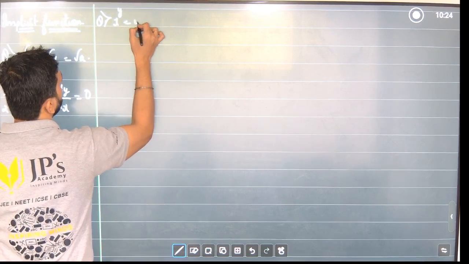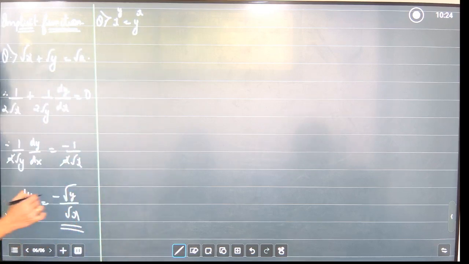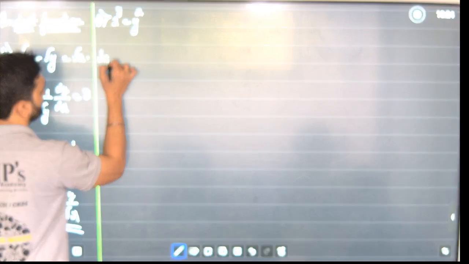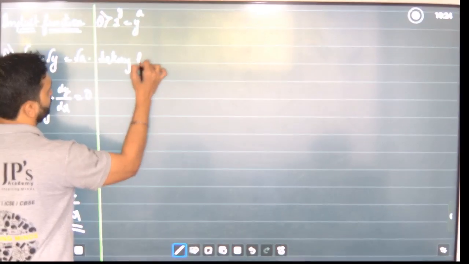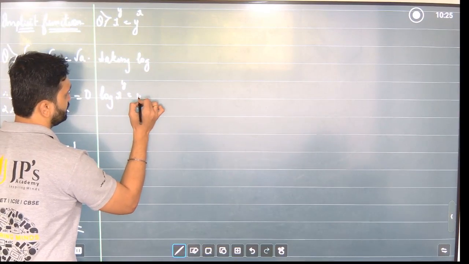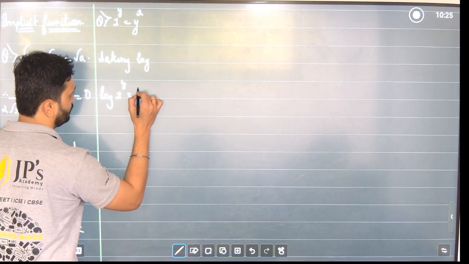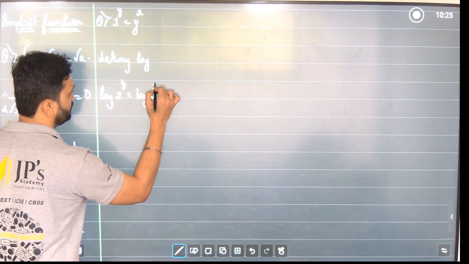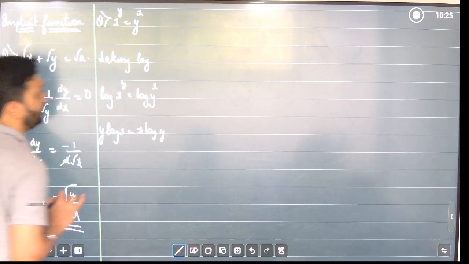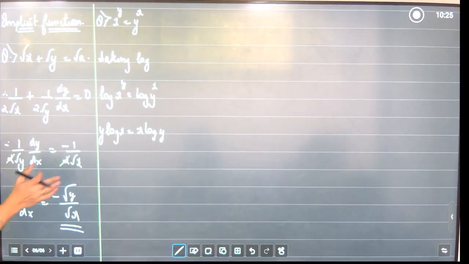x raised to y is equal to y raised to x. We just did logarithmic differentiation. So, x raised to y is equal to y raised to x. Now, I'm going to take log on both sides. So, taking log on both sides, this will become log x raised to y is equal to log y raised to x. Therefore, y log x is equal to x log y.